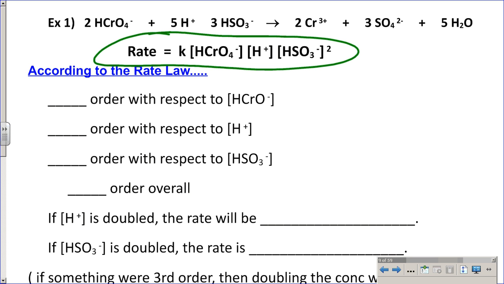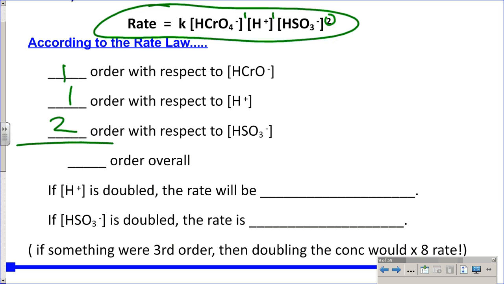Okay, so looking at this rate law given to me, what exponents are given to me for my reactants? 1, 1, and 2. Okay, so the exponents are the orders. All right, guys, you can do this. What is the order of this? 1. Order of this? 1. Order of this? 2. Overall order? Yes, you add them up. So the overall order of this full reaction is a 4th order reaction.